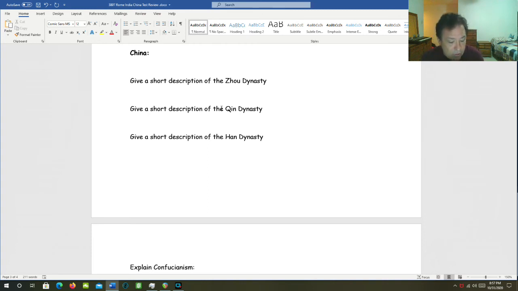The Zhou dynasty fragmented into the Warring States period, and the Zhou dynasty also produced philosophers such as Confucius and Lao Tzu, who came up with Taoism, the yin and the yang, balance and all that. Give a short description of the Qin dynasty. The Qin dynasty came out of the Warring States period on top of the other kingdoms.